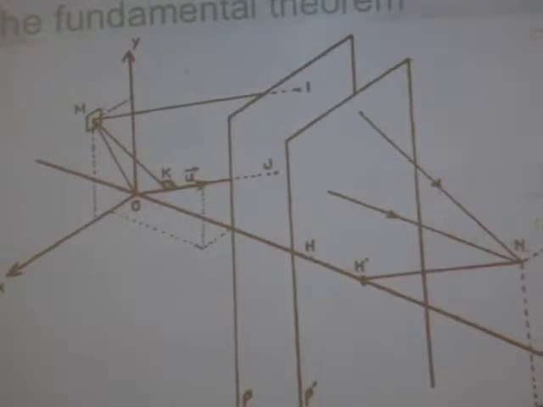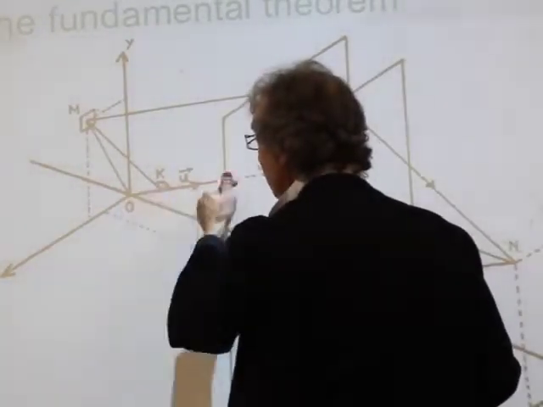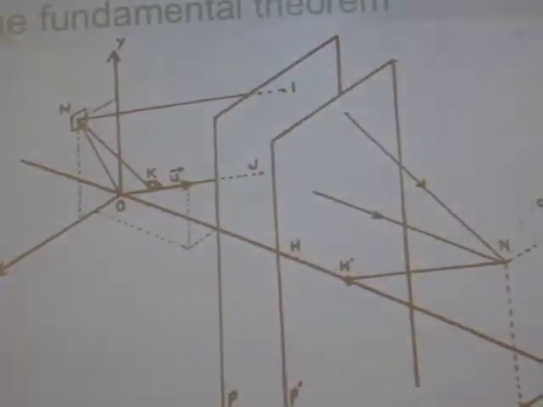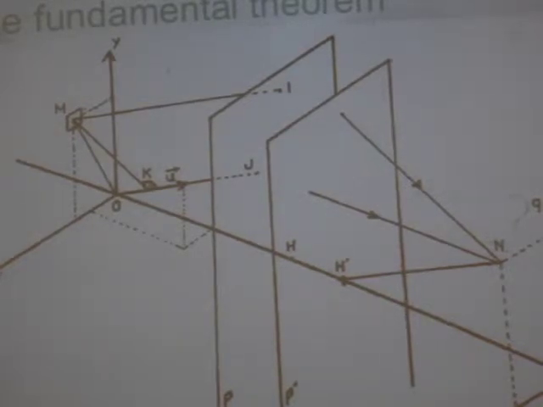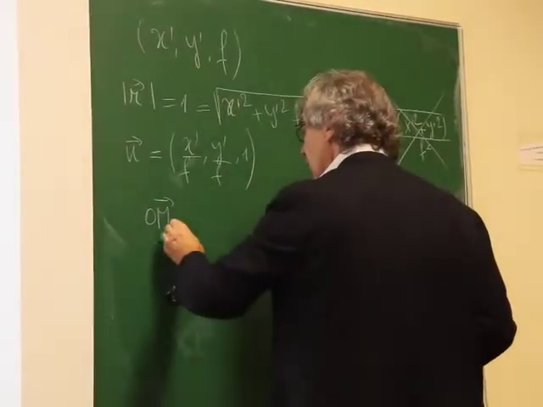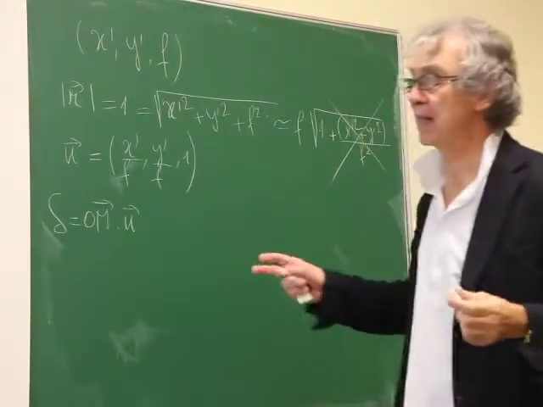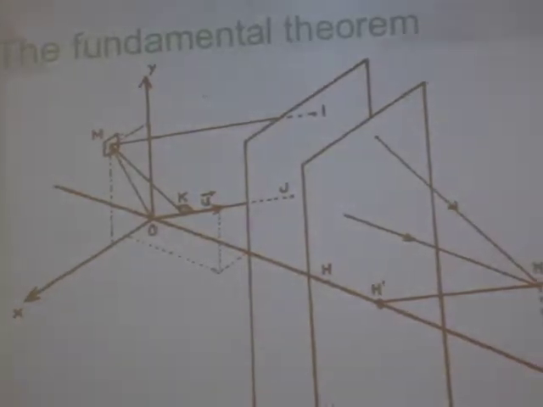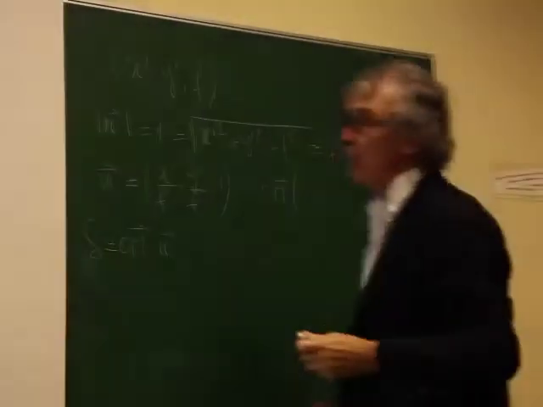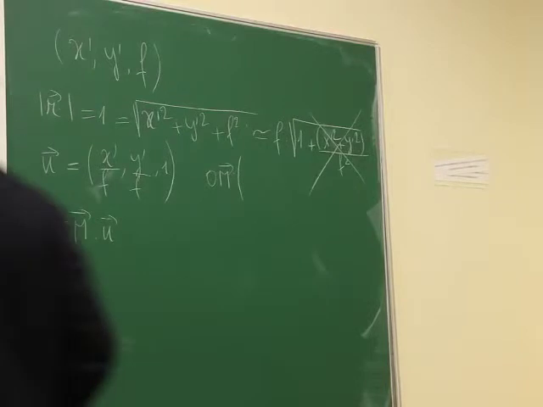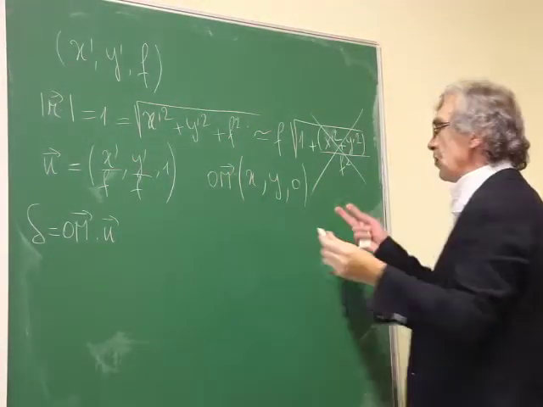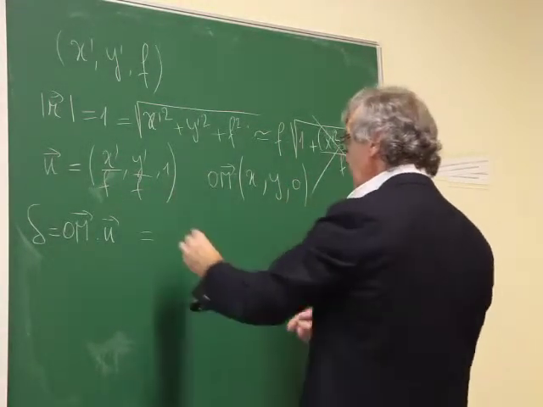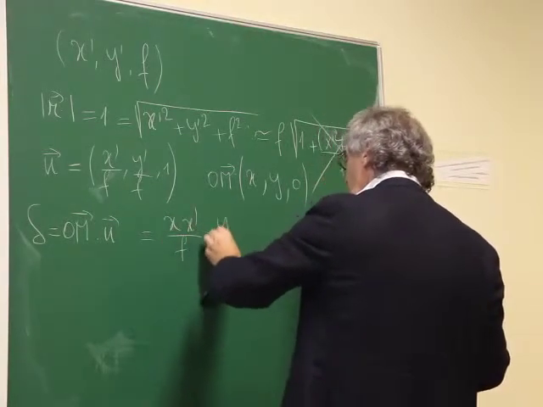Now I would like to know what is the difference along the path length of these two rays. So I just project this distance on that vector, because it's a cosine. So I need to make the scalar product of OM times the U vector, and this is the difference in path lengths. So delta is this length. I just project this one on this one. And now the coordinates of the vector OM are x, y, and z equals 0. When calculating the scalar product, I'm just adding the product of the coordinates, and I find that it is x prime divided by f plus y prime divided by f.